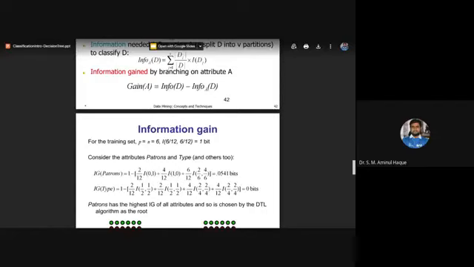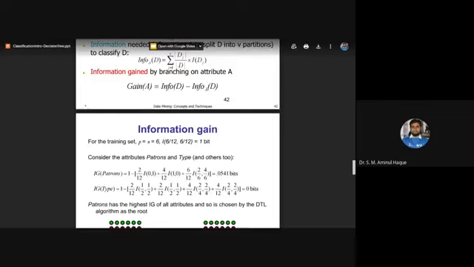Now you see, when you calculate probability, we basically divide by the total number of data points. So how many data points were there in the data set? 12, right? So you see all the terms are divided by 12 here. This 12, this 12, this 12. Okay. And what is this 2?